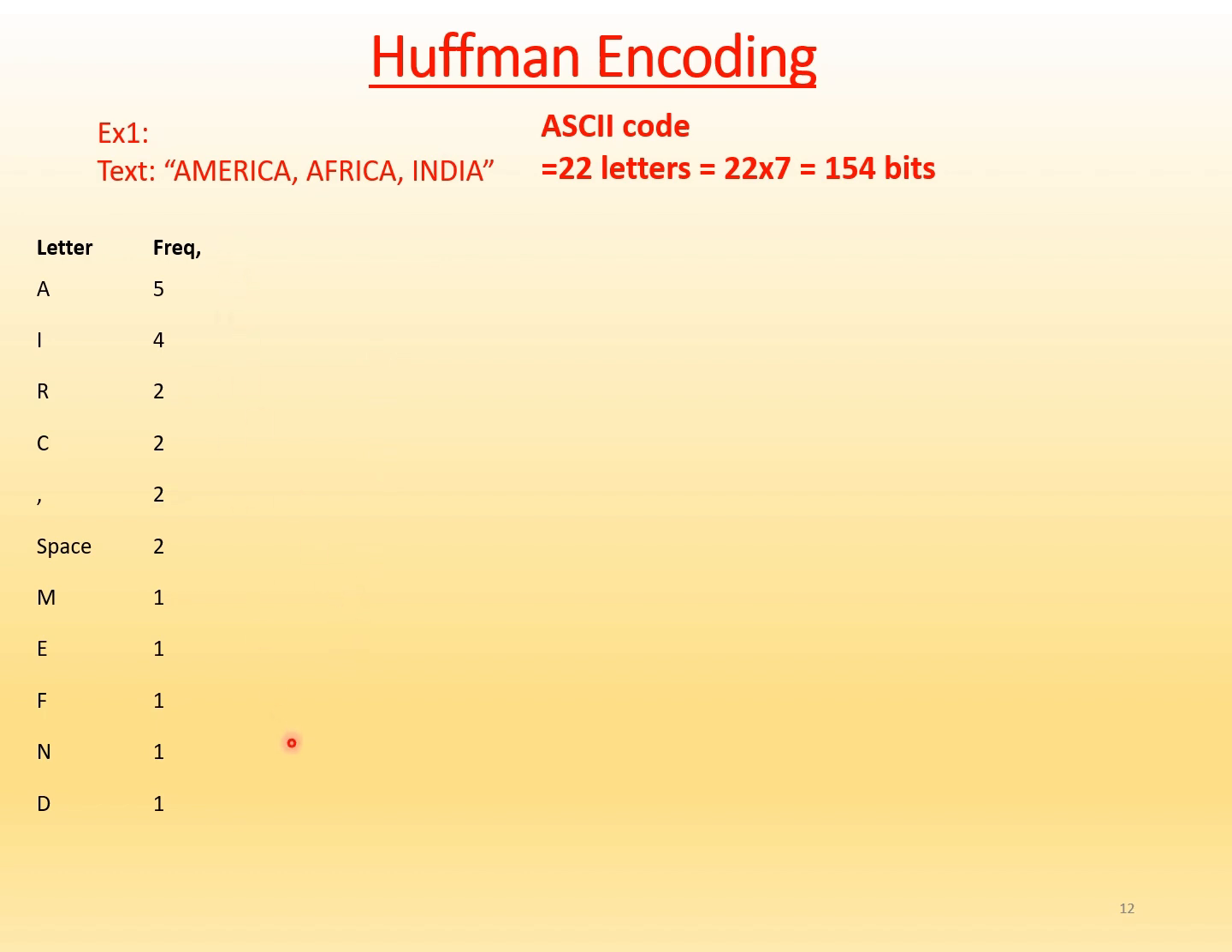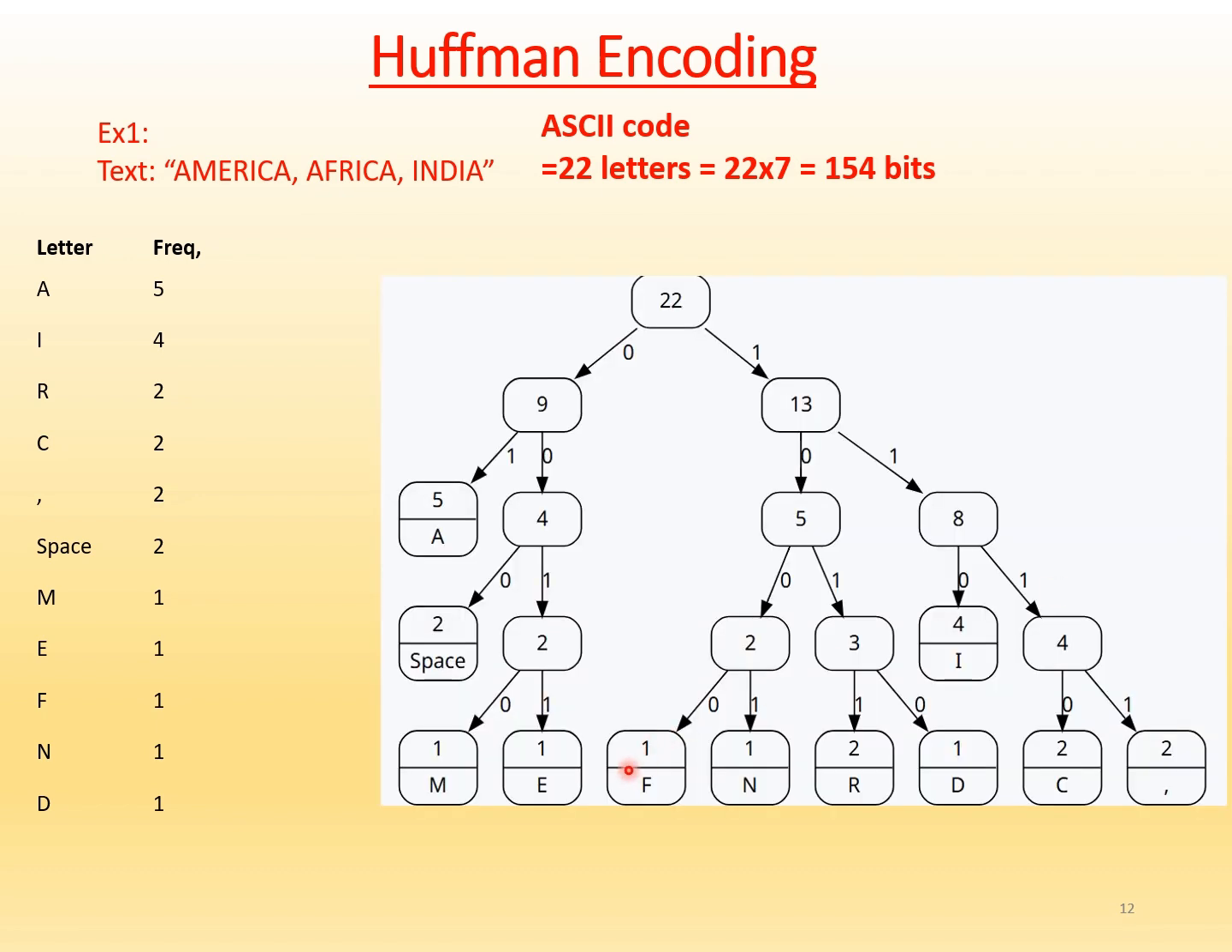After you calculate the frequency of the letters, you create a binary tree. For creating the binary tree, you start with the lowest frequency letters, and those will be your leaf nodes. Let's see how it happens. M has frequency 1, E has 1.